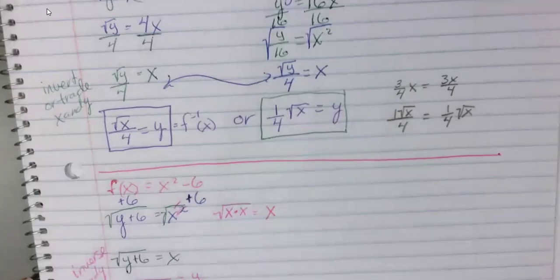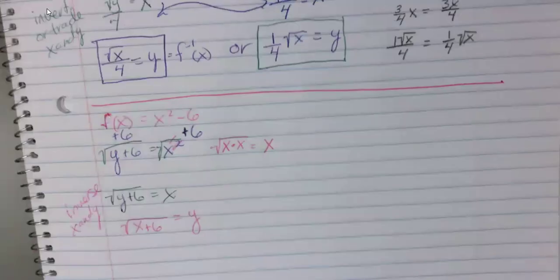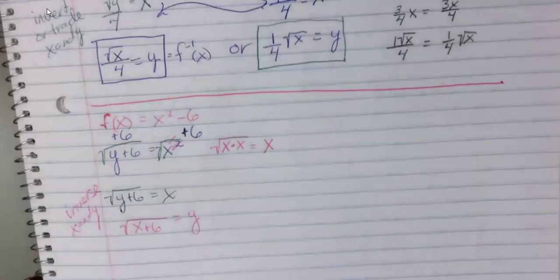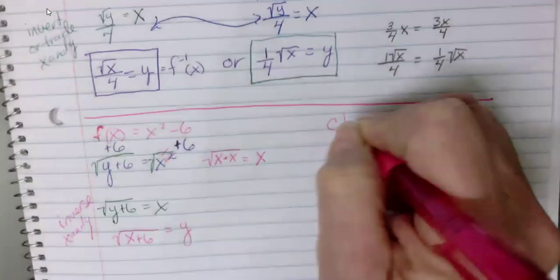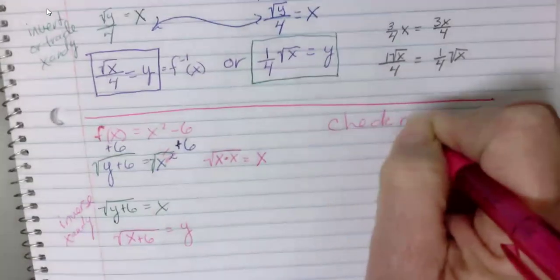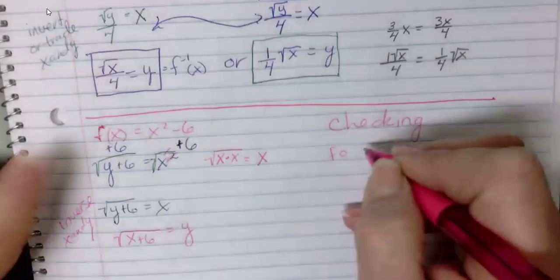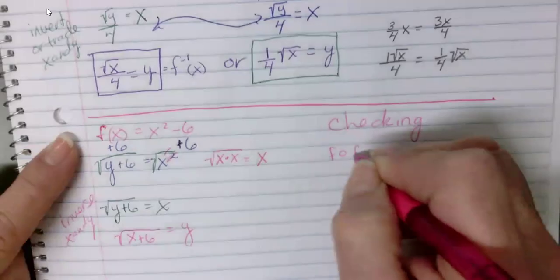Noting again that my radical sign goes beyond the 6. Okay? I don't know why I wrote the equals so high. Then we have spent a lot of time checking these, so let's go ahead and check this one. We're going to check by taking the function of x composed with the inverse function of x.